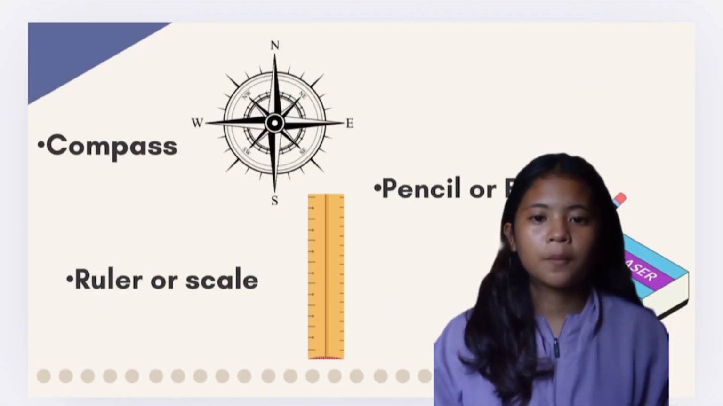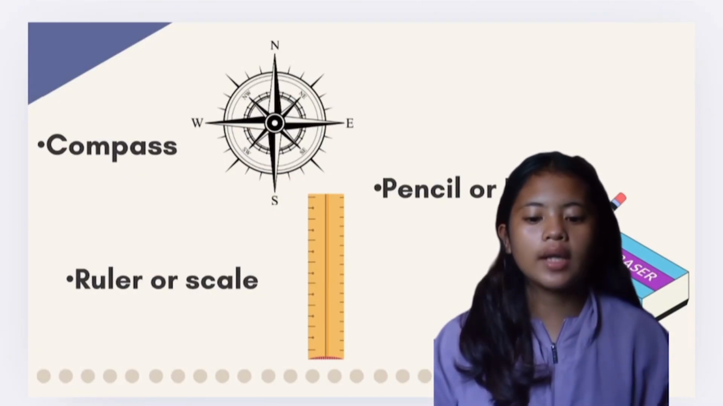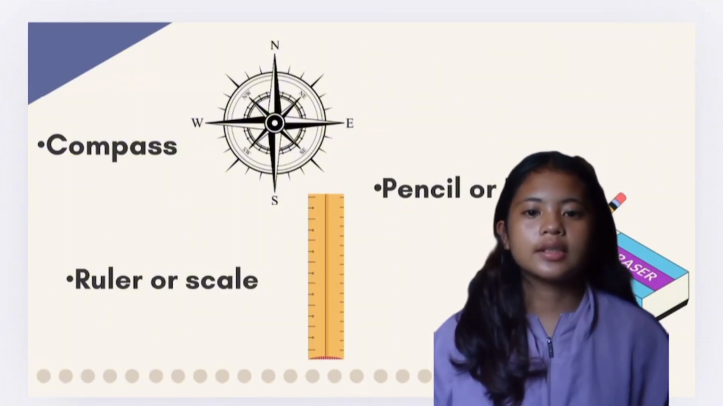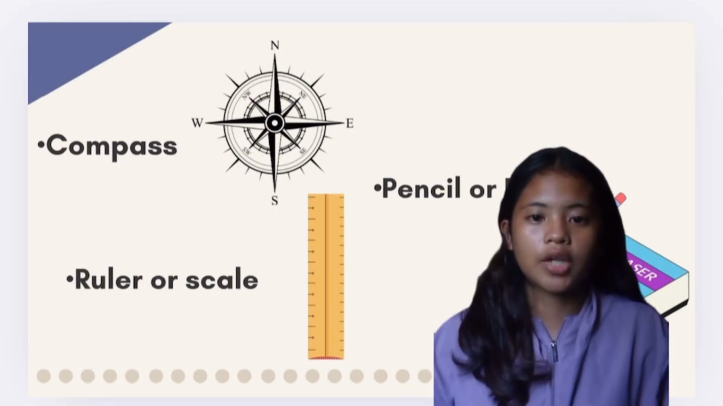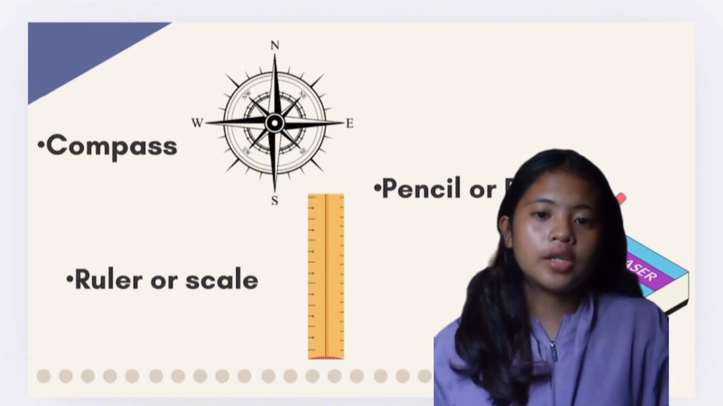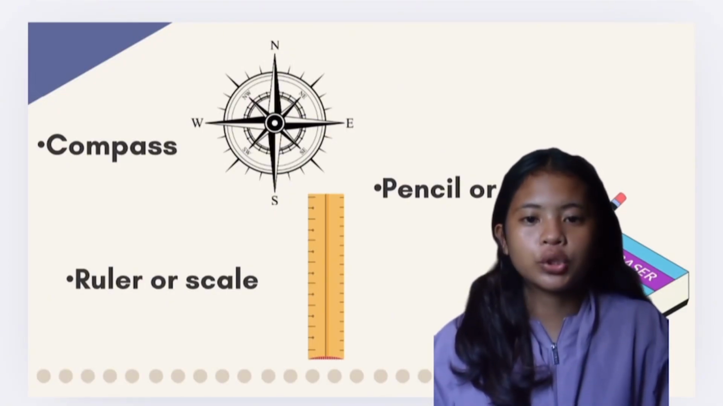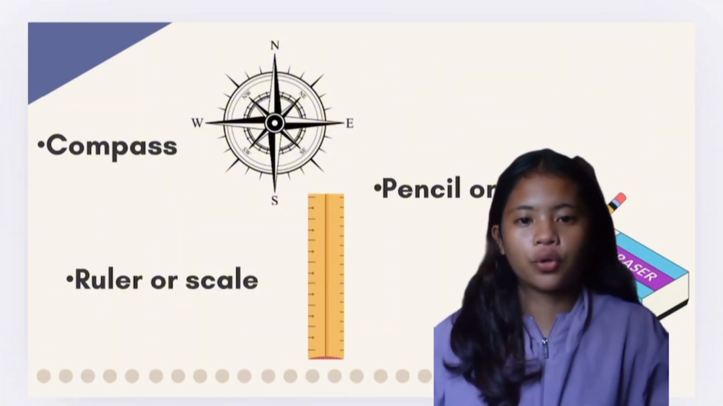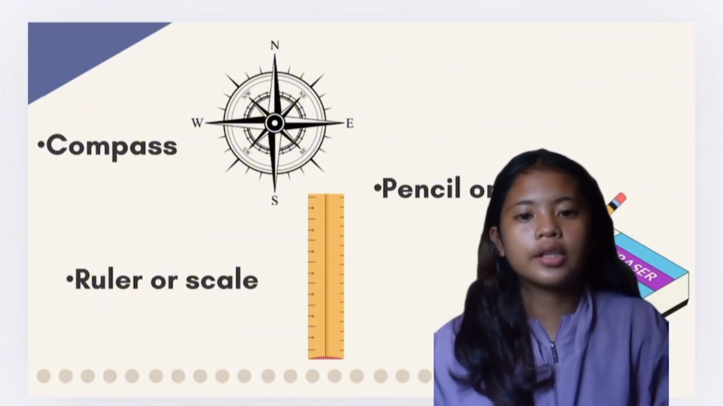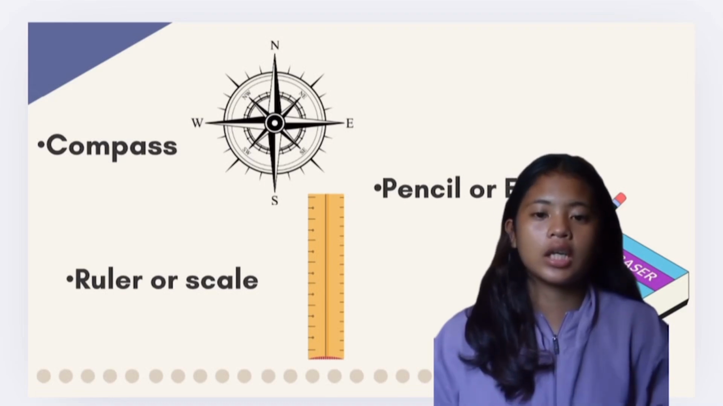For example, if the scale is 1:100, it means that 1 centimeter of the drawing is equal to 100 centimeters in real life. So, we use a ruler scale to measure drawings such as plans, buildings, and other technical drawings. It helps us know the real size of an object based on the scale given.